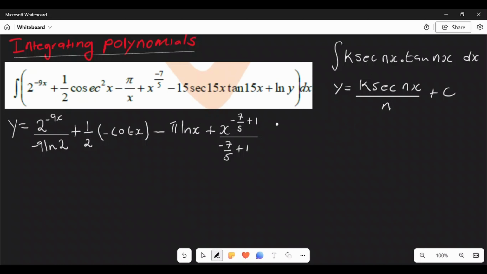So let's go and do this. So we're going to maintain that negative here. So we're going to have k, which is 15, and then we're going to write our sec here, and then we write 15 as well, and x. Do not forget that one. But since our n is 15, we need to divide by that 15 then. I hope you guys understand this one, because it's a bit tricky.